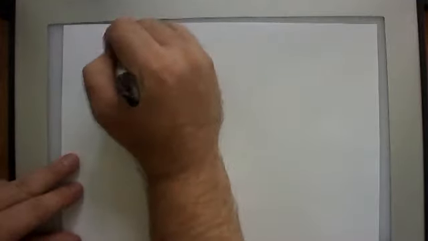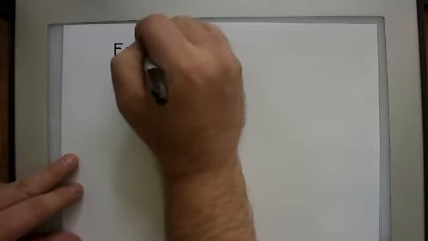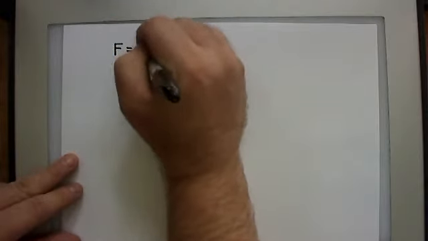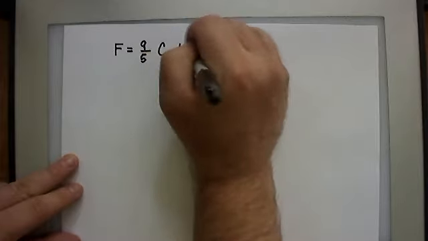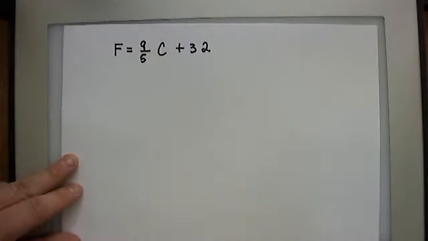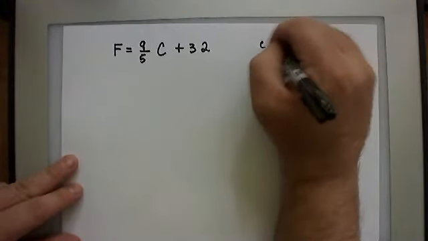Okay, so let's do another one here, a little more complicated one. Some of these formulas that they use in the homework you might recognize. Some of them will be made up. All right, so this formula here, F equals 9/5 C plus 32. This is the Fahrenheit to Celsius formula. I think they'll have you do it both ways, Fahrenheit to Celsius, Celsius to Fahrenheit.